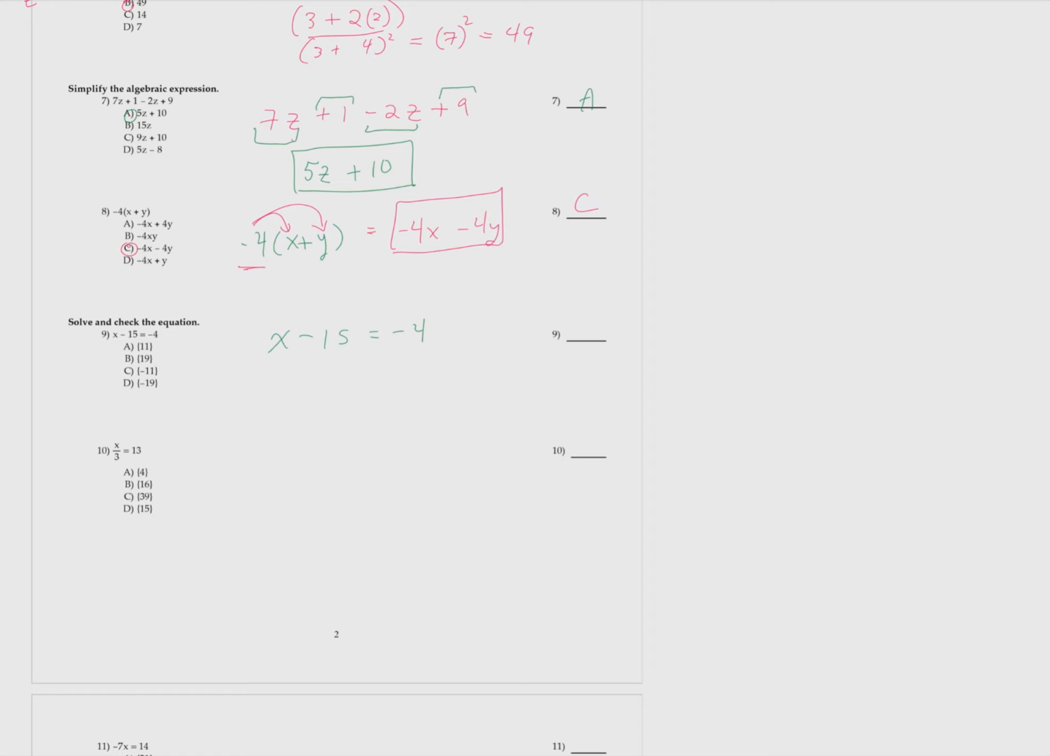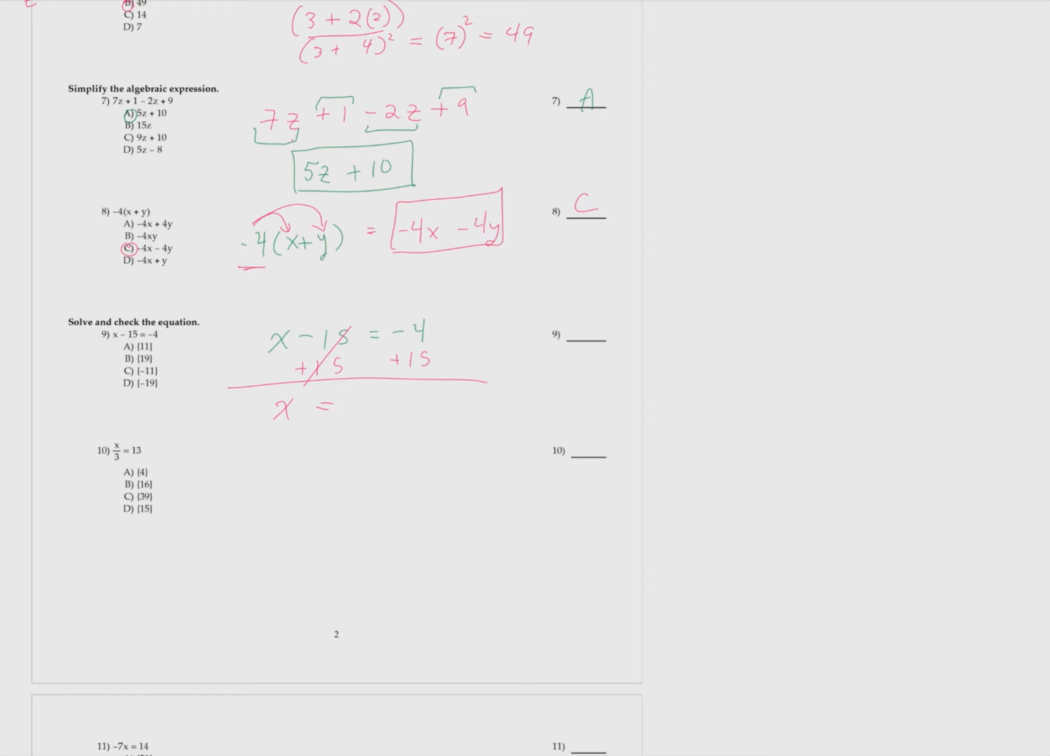So if you're taking away 15 from x and you want to reverse that, instead of taking it away, you're going to add 15 to x. But whatever you do to one side, you must do to the other. Okay, it's a golden rule of algebra. So now the 15s cancel, and there's no longer anything there bothering the x.